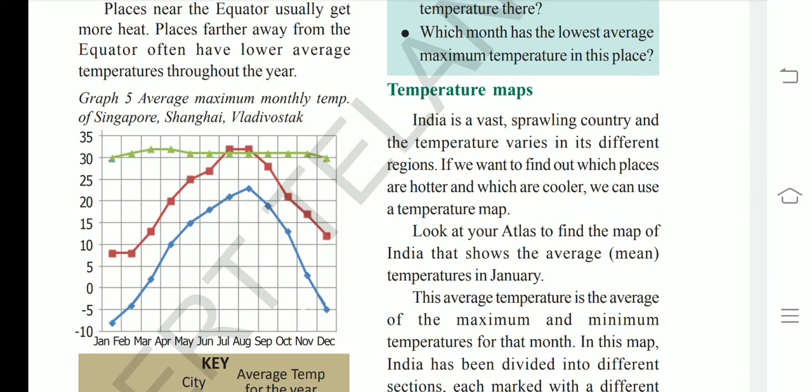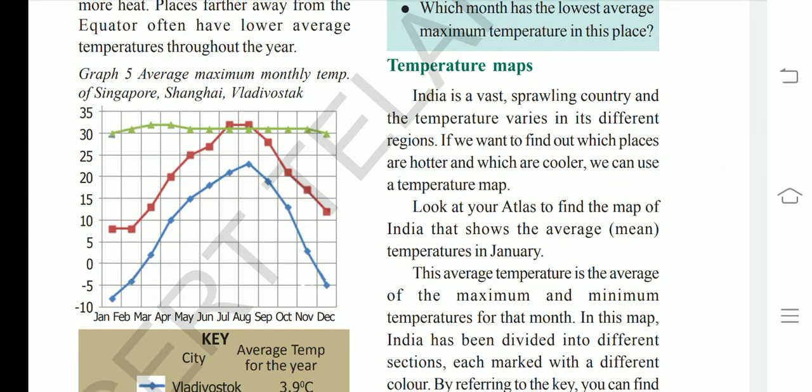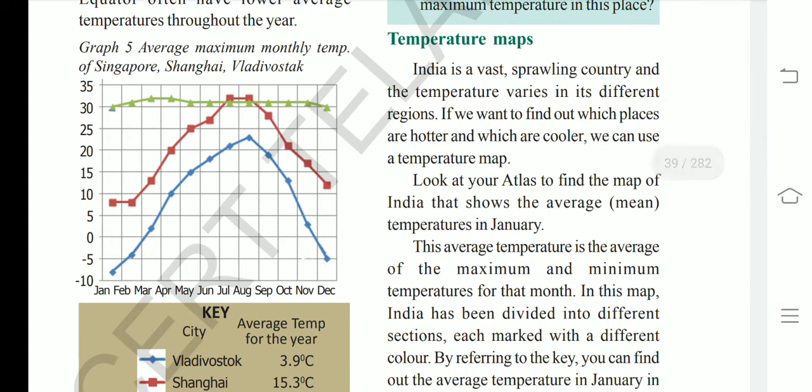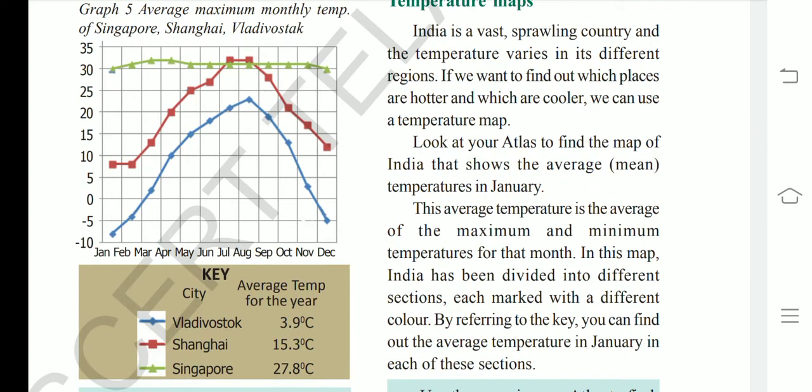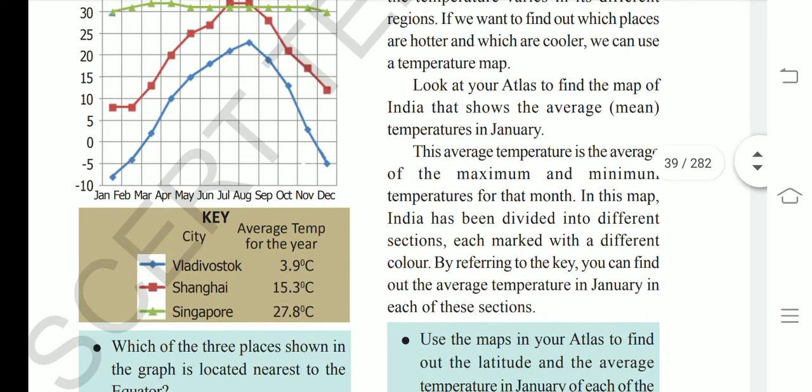In lower classes we studied what kind of map this is. It is a thematic map. Why thematic? Because one particular thing is shown in the map, right? What is that particular thing here? Temperature. The particular thing that is shown in a map is temperature, so they are called temperature maps. So look at the atlas to find the map of India and to know the average temperatures in January. After completing the class, go through the temperature maps of India and find out the temperatures recorded in the month of January.